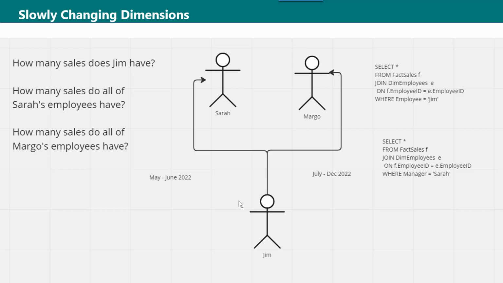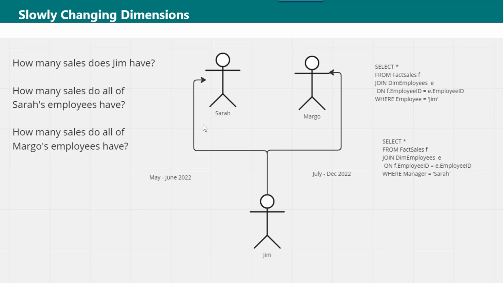So if there's a source ERP system, let's say that from May to June 2022, Jim works for Sarah, and then July 1st, Jim has a new manager and her name's Margot. What we want to analyze is how many sales Jim has. So we pour this into the data warehouse, and we say, please query fact sales, join the employees table on employee ID where the employee is Jim, and we get all of Jim's sales.